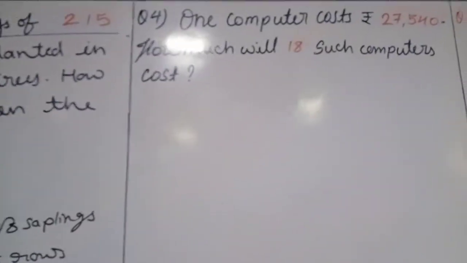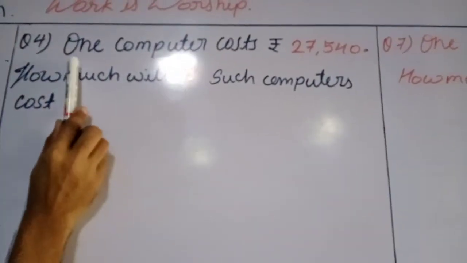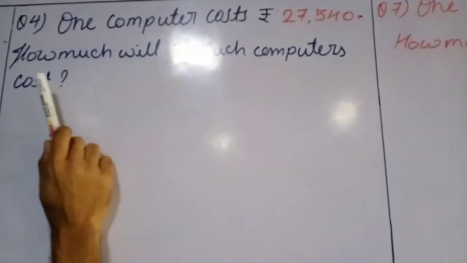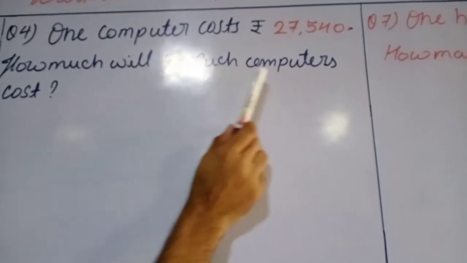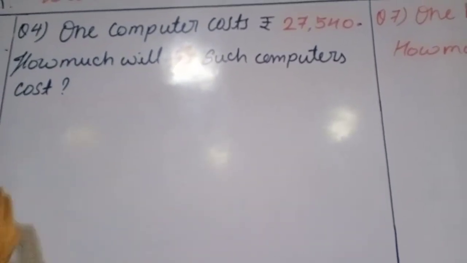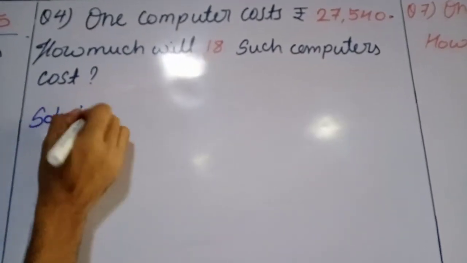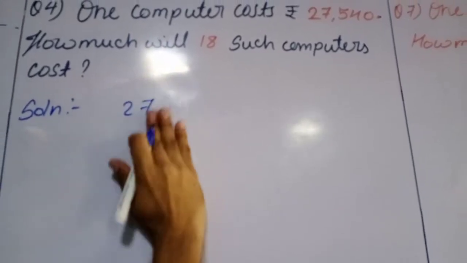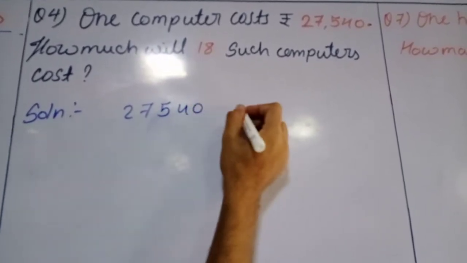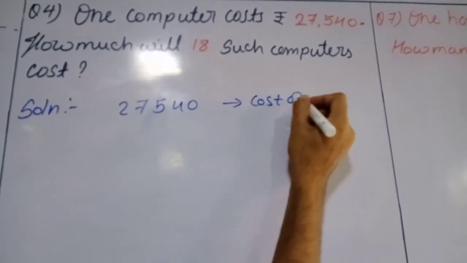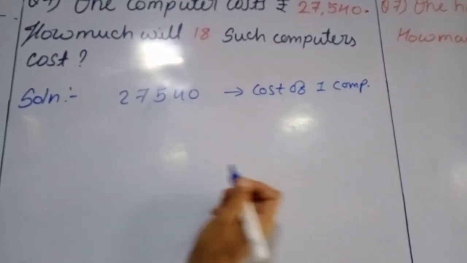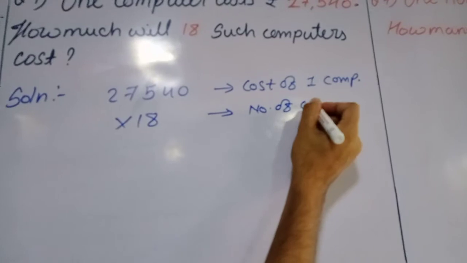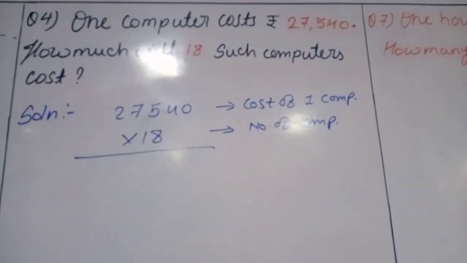Here we have sum number 4: one computer costs rupees 27,540. How much will 18 such computers cost? We have the cost of one computer and we want to find the total cost of 18. So let's start the multiplication. 27,540 is the cost of one computer. Yes, multiply by 18. 18 is the number of computers. Let's start the multiplication.